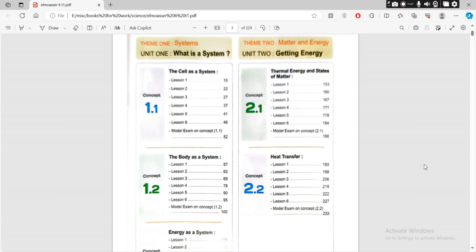In theme 2, we are talking about matter and energy, and how can we get energy. So first we discuss thermal energy and the state of matter in concept 1 in theme 2, and then we discuss a specific thing about heat, which is heat transfer, how heat transfers from one point to another.